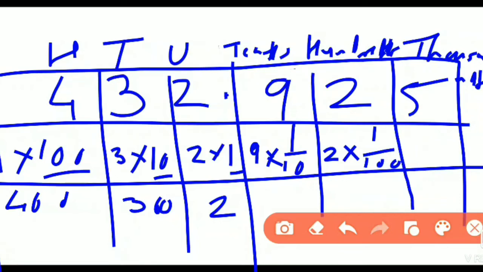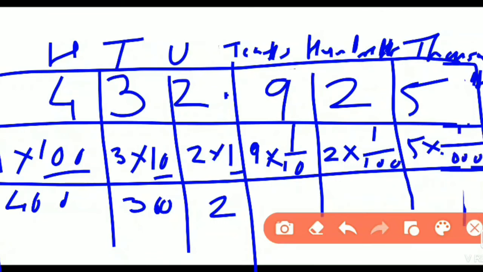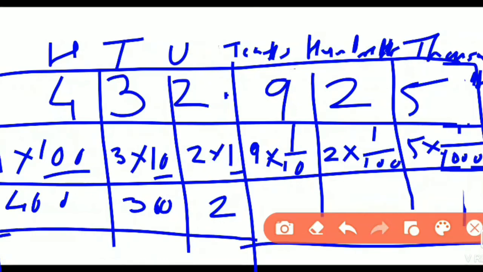Now 5 is present at the thousandths place. So for 5, I have to multiply this 5 with 1 upon 1000, that is 1 with 3 zeros. Now what answer will I get here? If you divide 9 by 10, you multiply 9 ones are 9, and the denominator is 10, that is 1 and 0.